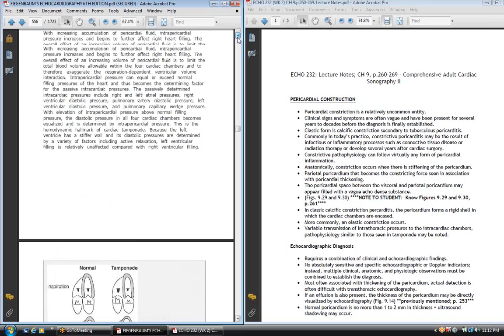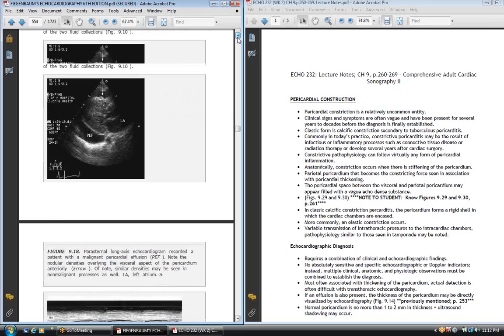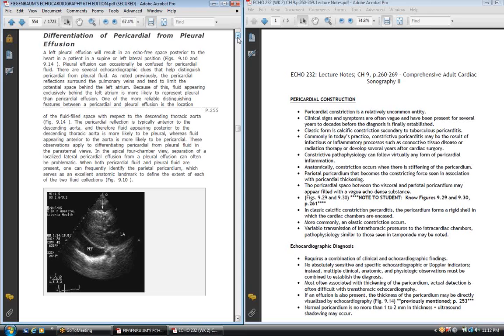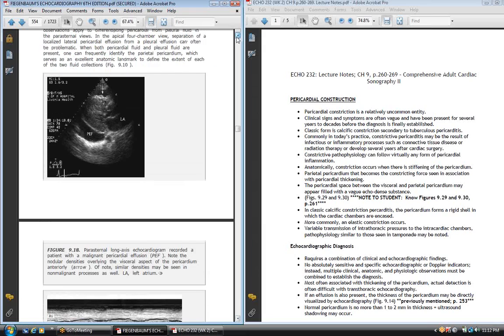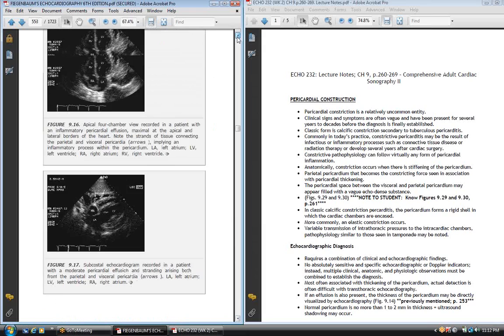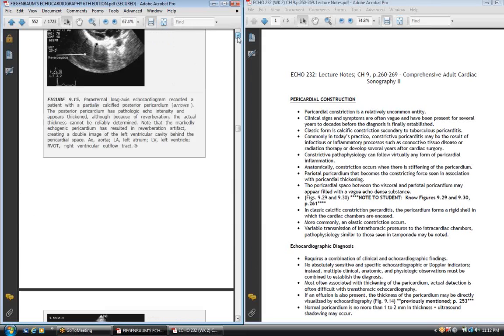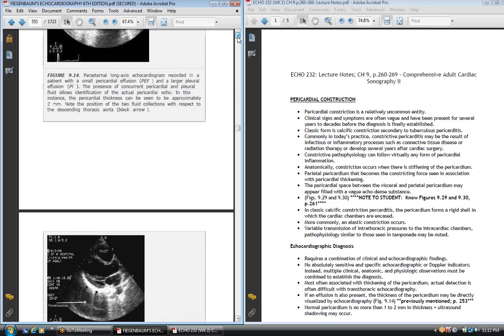All right, so let's go back up here to figure 9-14. That's 918. Let's go back up here to 9-14. Bear with me just a second. It's taken a few minutes to get through all these pages.